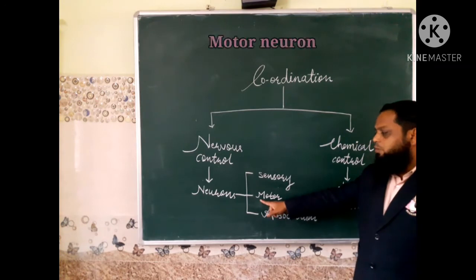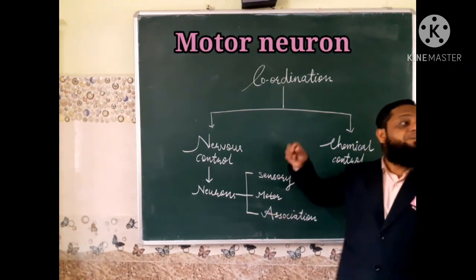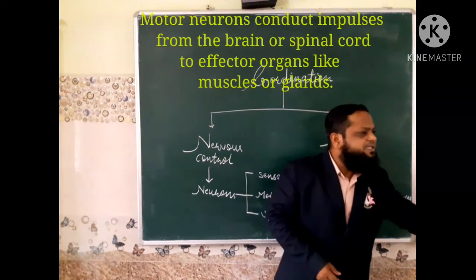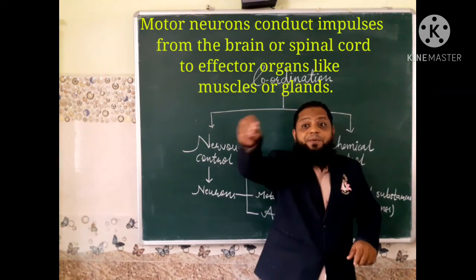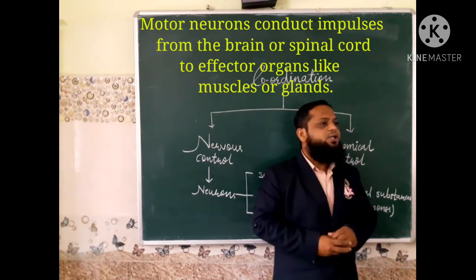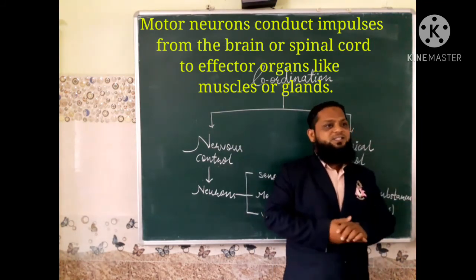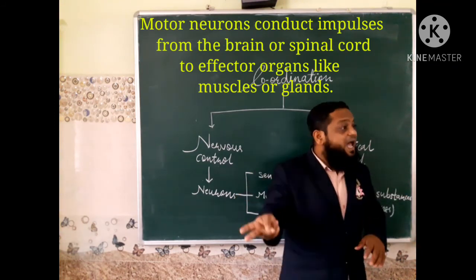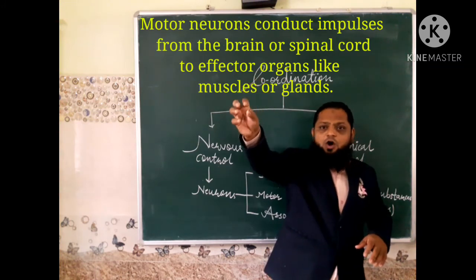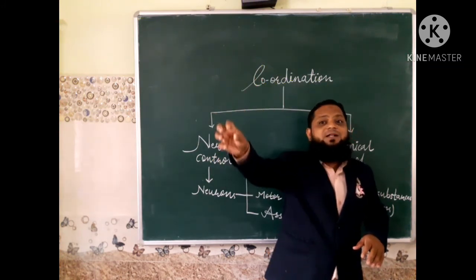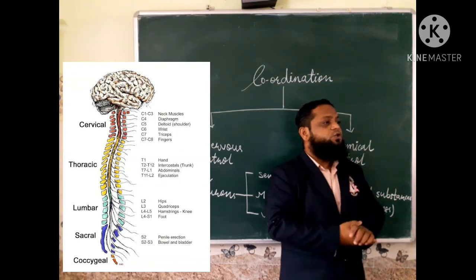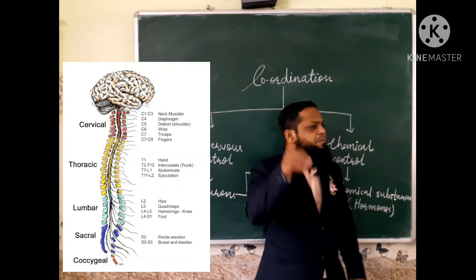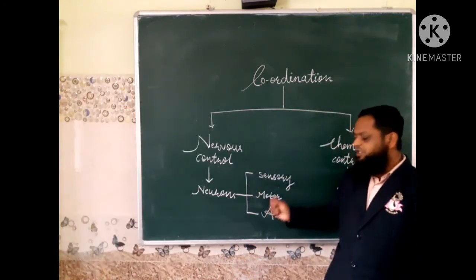The second type is the motor neuron. The main function of the motor neuron is to conduct impulses from the brain or spinal cord to effector organs. Effector organs means muscles or glands. So from the brain or spinal cord, the electrical impulses are transferred to the muscles of the body and the glands. This is the main function of the motor neuron.